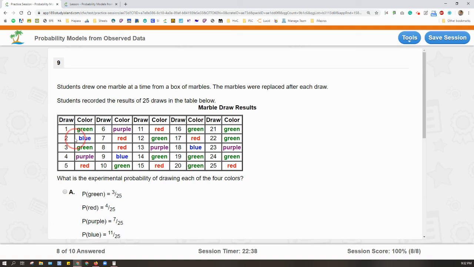The second draw was blue. The third draw was green again. Fourth draw was purple. Fifth draw was red. Sixth draw was purple again. Seventh draw was red, etc., all the way up to the 25th draw.